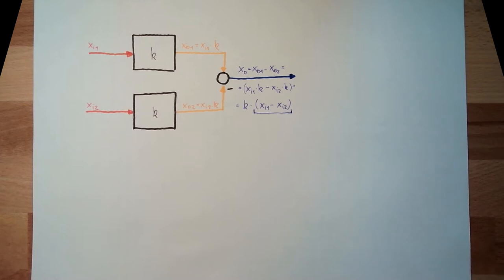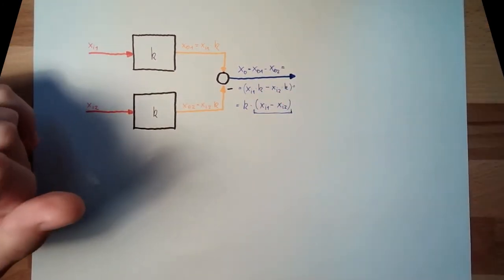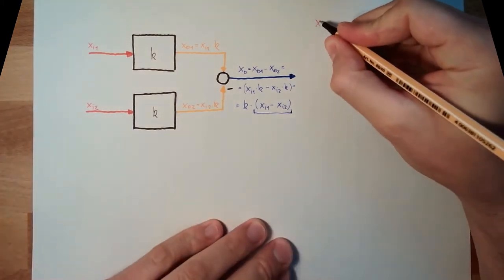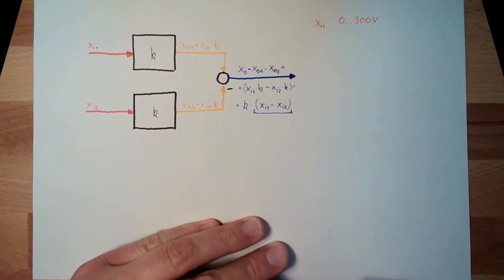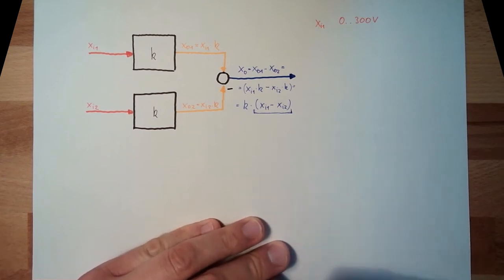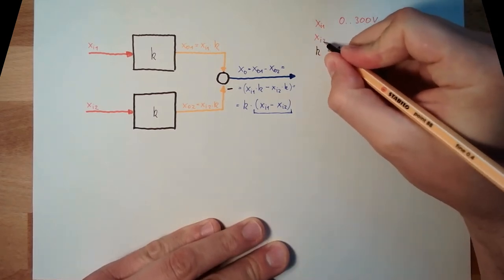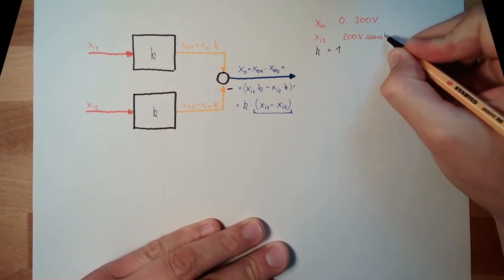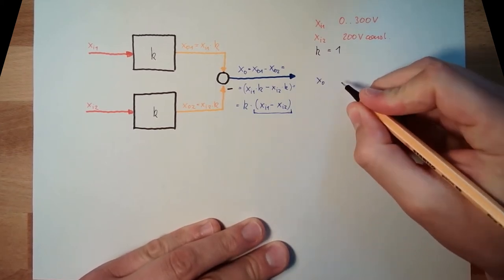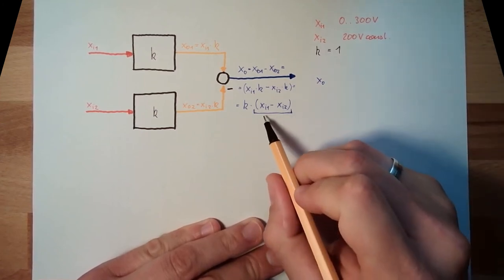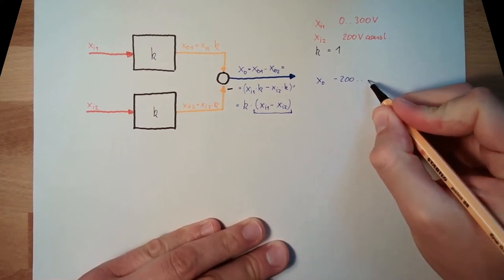What is this good for? Obviously, we could shift. If we have some measurement, let's say XI1 is from 0 to 200 to 300 volts, and let's say K is 1, and XI2 is 200 volt constant. Then this would mean our XO, the output, is starting from minus 200 to 100 volts.